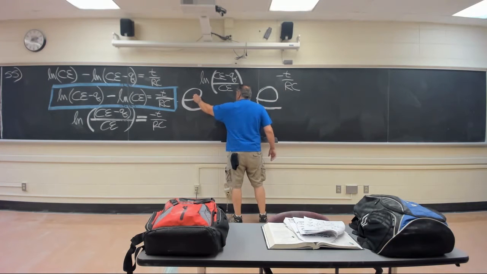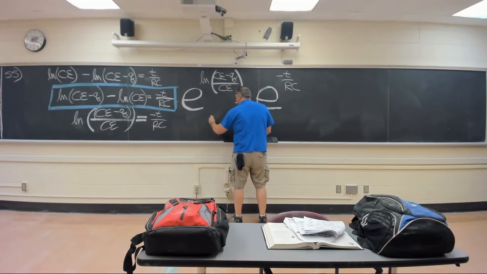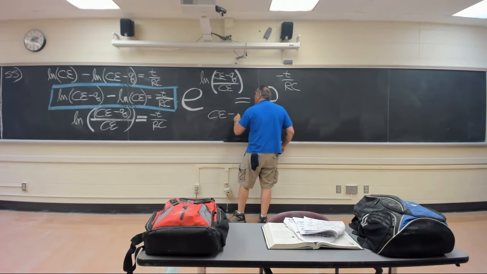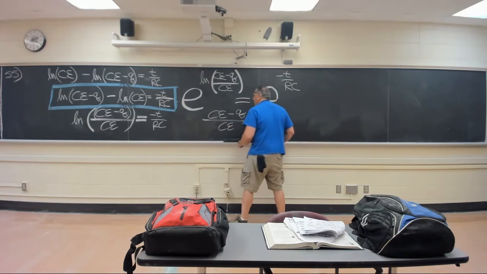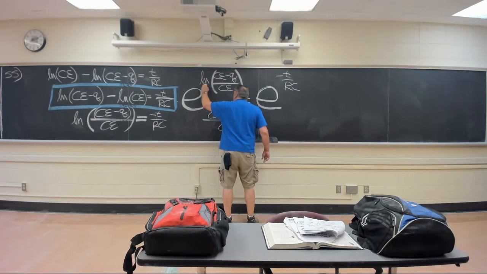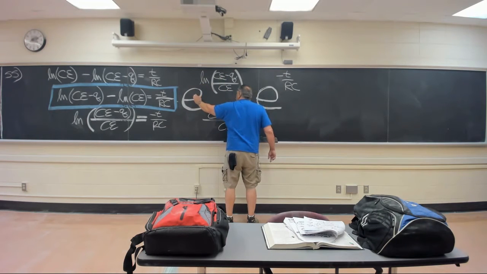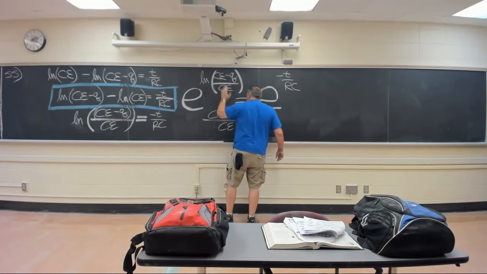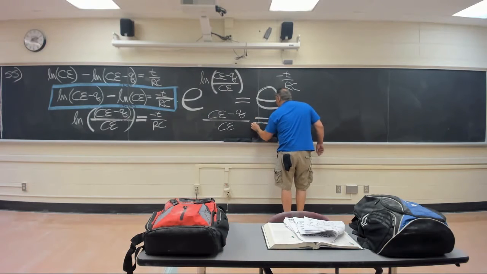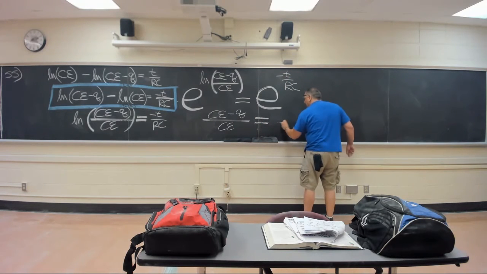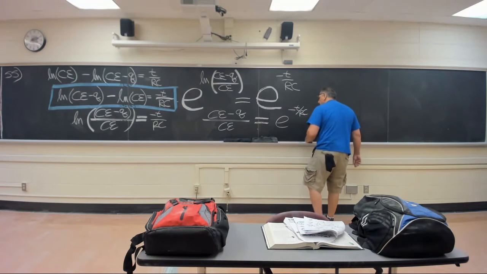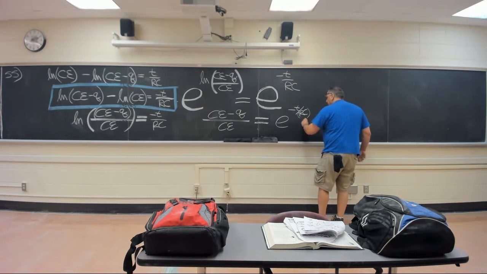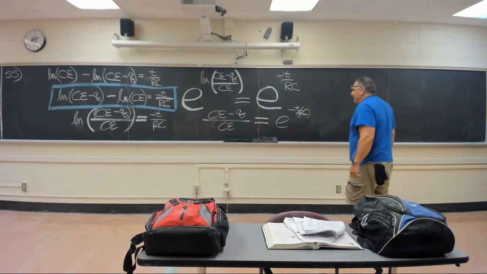The exponentiation base e of the natural logarithm of something is just the original something that was within the logarithm. Say that again. If you exponentiate the natural logarithm of something, you get the something. If you exponentiate this, it remains this. So we got that.